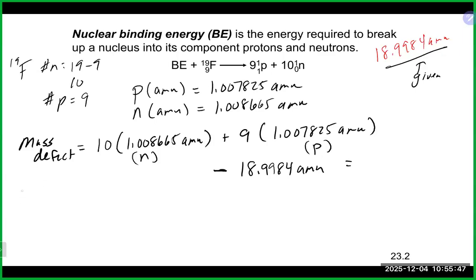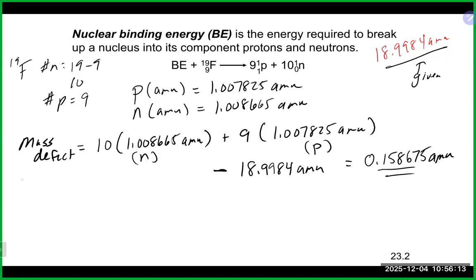1.008665. Oh boy, we'll hope for the best here as I punch these in. Let's see, there we go. And we're going to subtract 18.9984. There, my calculator is ready. 0.15675 AMU. So that is the mass defect. That's the amount of mass that's going to be converted into energy via this process.